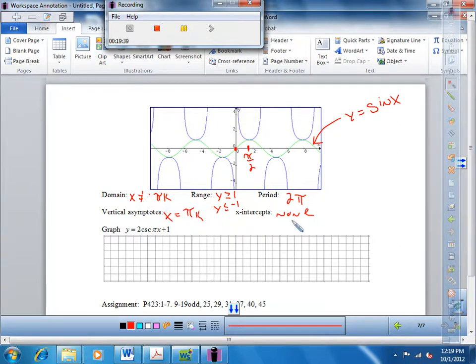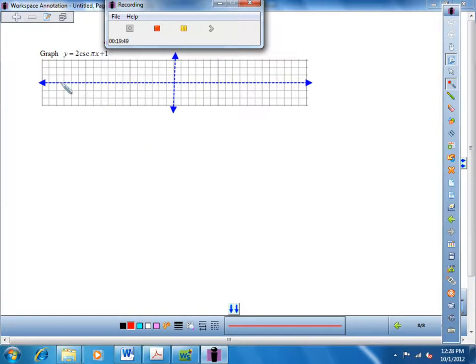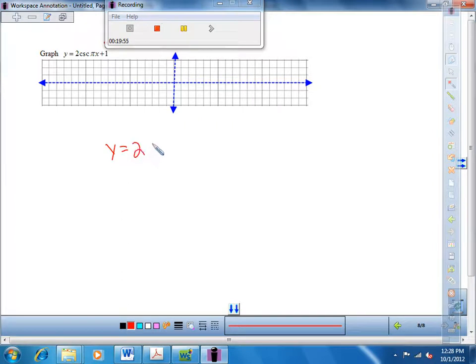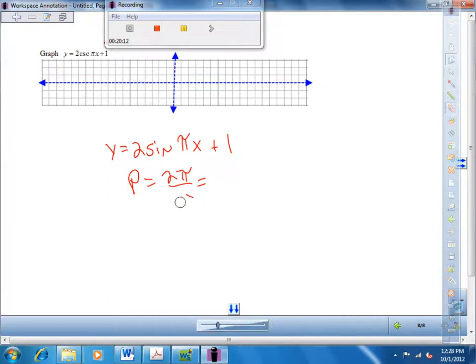So, how do I graph something like this? I'll show you. The way you graph something like this is by first graphing y equals 2 sine of pi x plus 1. So for this, we know the amplitude is 2. We know the period is going to be 2 pi divided by pi, which is 2. So this is going to complete one cycle every 2 radians.